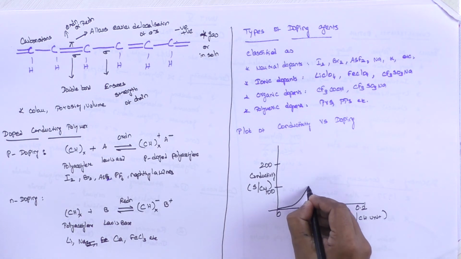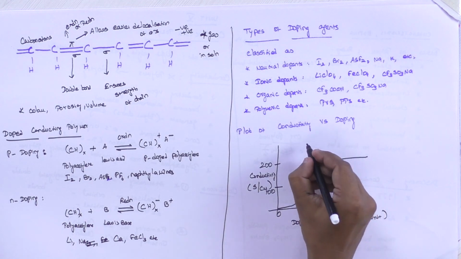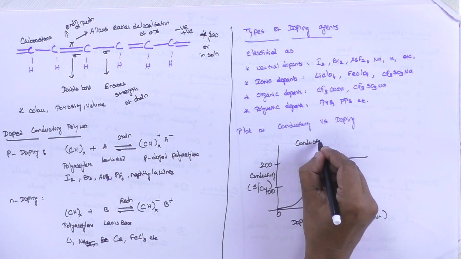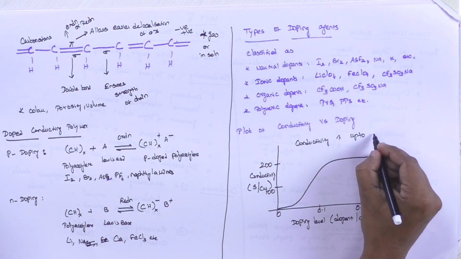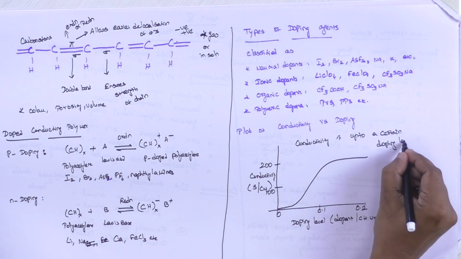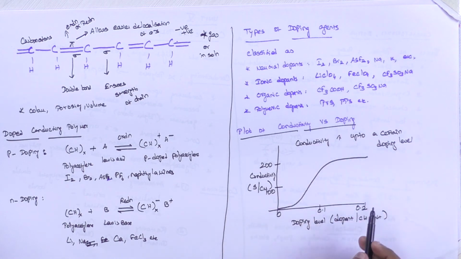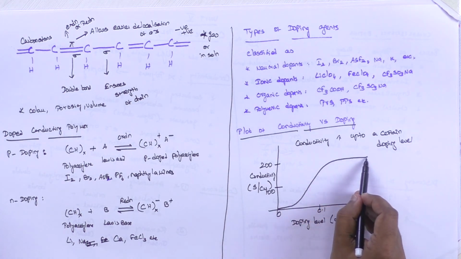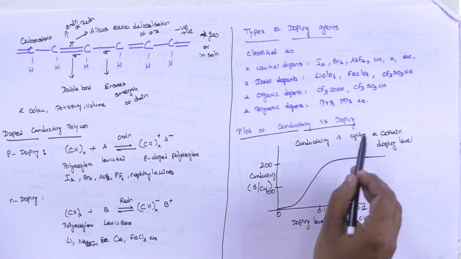Up to some point this increases and after that there is leveling down. That is, conductivity increases only up to a certain doping level. So, this is our conductivity. If you add more and more of dopant, it does not mean that the conductivity will go on increasing. It increases only up to a certain level and then it just levels down. So, more and more of dopant will not result in high conductivity.